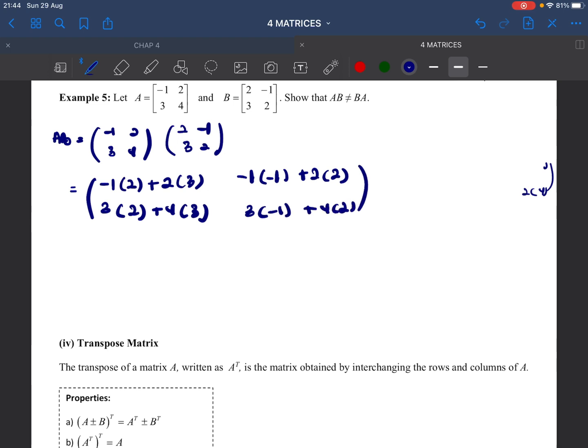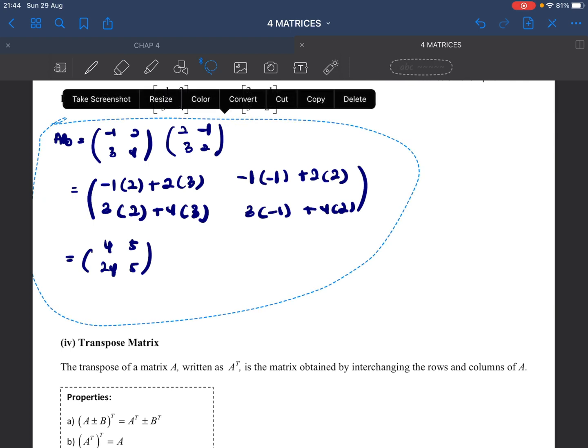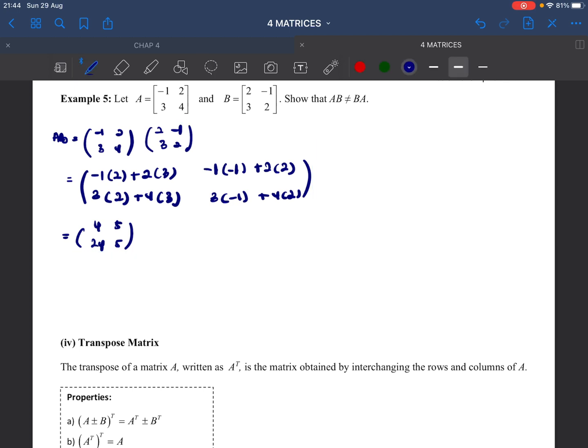Okay, so find the answer. It should be 4, 5, 24, 5. Okay, 4, 5, 24, 5. Kalau kamu jumpa saya tulis salah tu, kamu betulkan lah. Okay, so that is our AB. So let's find BA pula. Kita cari BA pula apa? So BA is equals to, just do the same. Okay, do it by yourself.